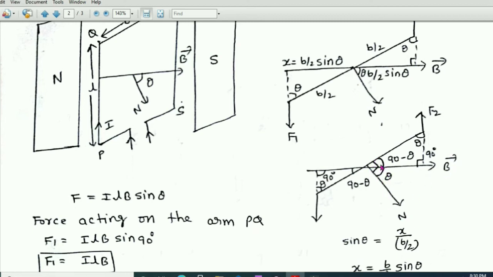Now if the total angle at this point is 90 degrees and this is theta, then this angle becomes 90 minus theta. The angle at this point is 90 degrees. So this is like a triangle. The total angle inside the triangle is 180 degrees. So if it is 90 and it is 90 minus theta, then the angle at this point should be theta. Then if you add 90 minus theta plus 90 plus theta, that gives 180 degrees. Minus theta and plus theta get cancelled. The total angle here is 180 degrees. Then the angle at this point is theta.